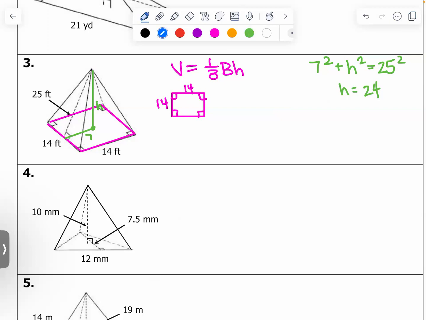So our volume is 1/3 times the area of the base times the height of our pyramid, which we decided is 24, right? How do we find the area of our base? 14 squared. So we have 1/3 times 196 times 24. Exactly. Nice.